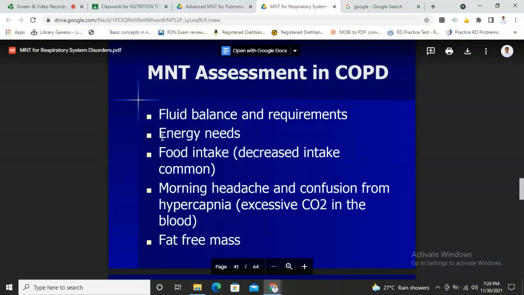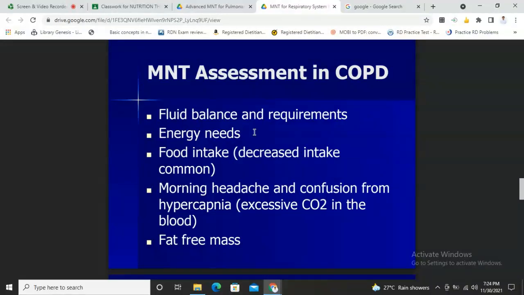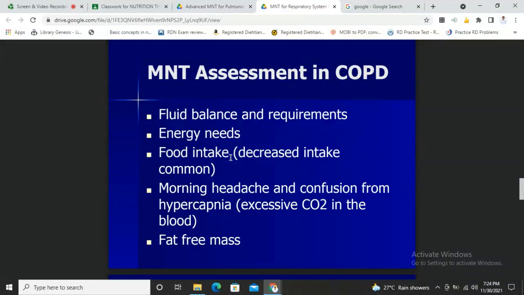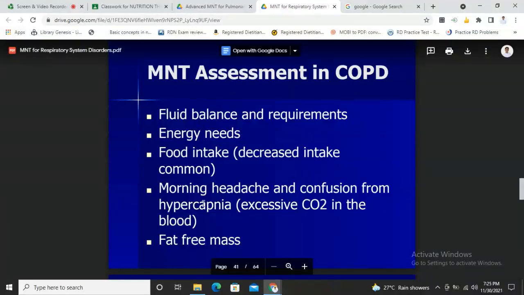Since many of these patients are cachectic, the energy needs are high, and the challenge for the R&D is to make the patients meet the increased energy demand. Okay, so the food intake must be ensured to match the increased energy needs, so that no imbalance happens and weight is restored. The headaches and confusion in these patients are usually due to hypercapnia or excessive carbon dioxide in the blood. Okay?